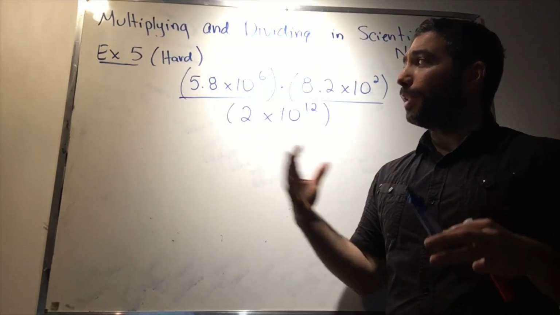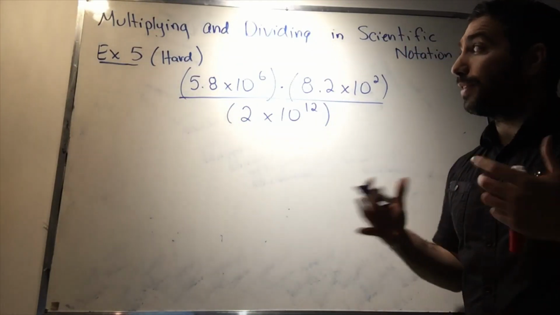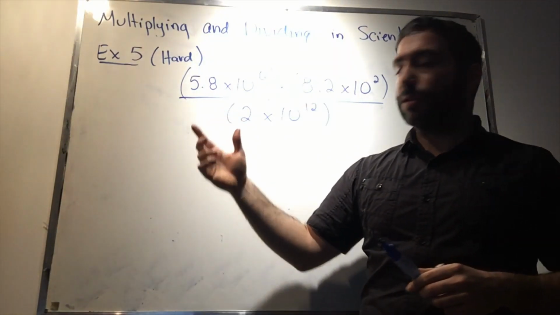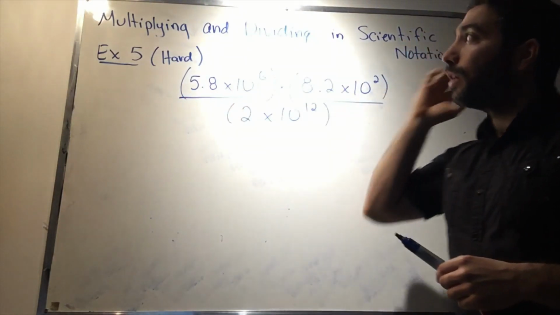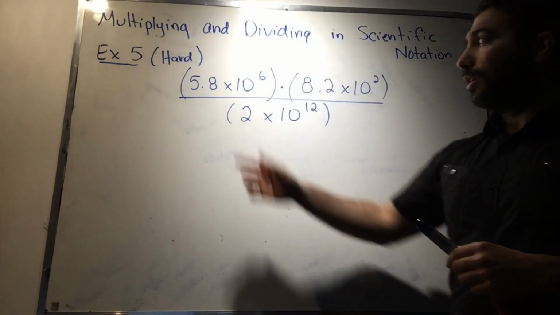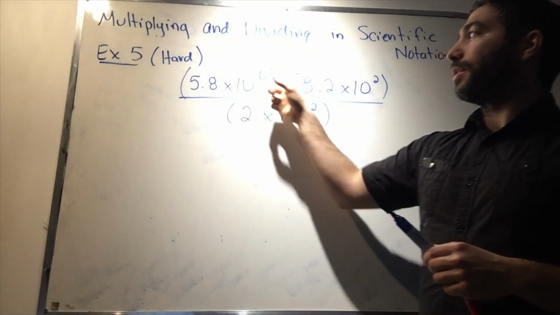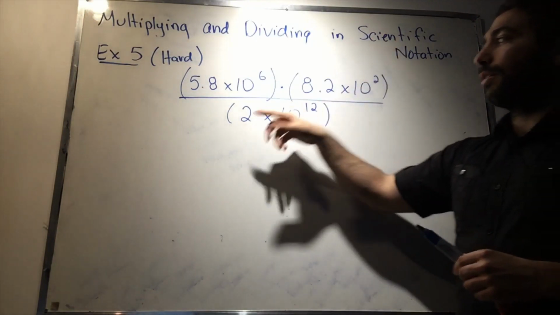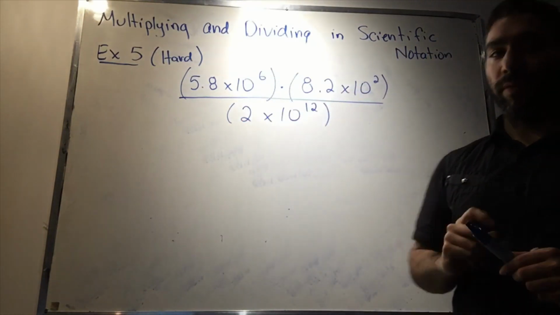Okay, so let's test our knowledge. Let's combine everything we did in the previous examples, and try to answer this question here. So what we have to do is convert this into scientific notation. So we have 5.8 times 10 to the 6 times 8.2 times 10 to the 2, all that divided by 2 times 10 to the 12.